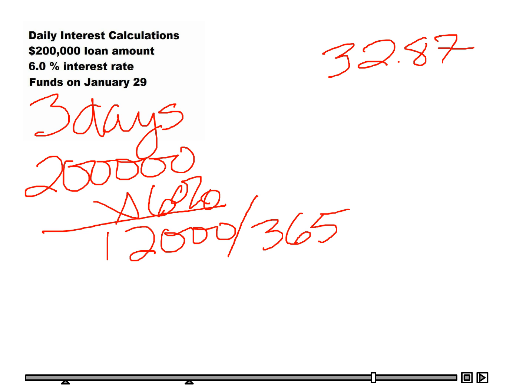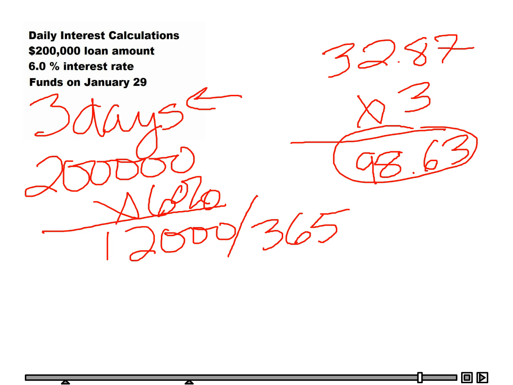Now, to convert that to the total amount of interest collected at closing, all we do is multiply that by the number of days. And our number of days was 3, so we're going to multiply that by 3. That gives us $98.63.